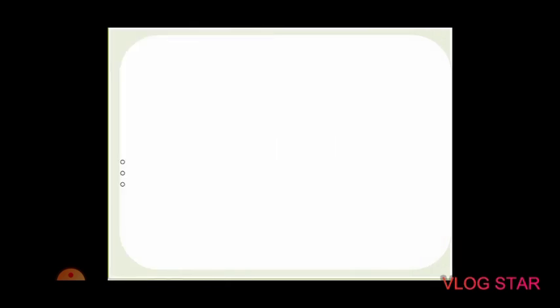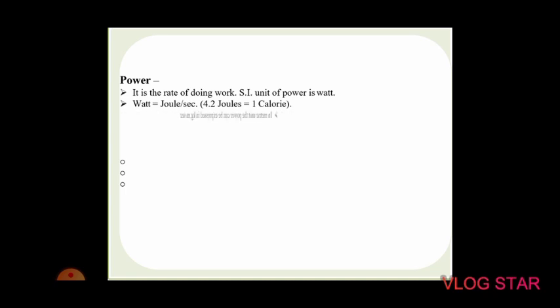Now we will be talking about the power. Power is the most important unit. It is the rate of doing work. Its unit is watt. 1 watt is equal to 1 joule per second, and 4.2 joules is equal to 1 calorie. In metric unit, the power can be expressed in kg into meter per second.